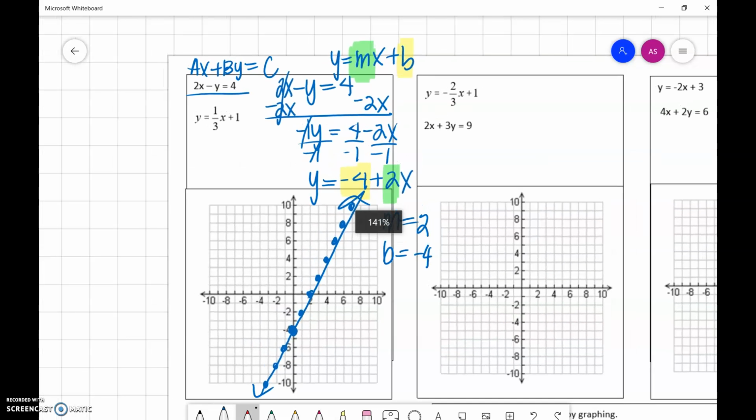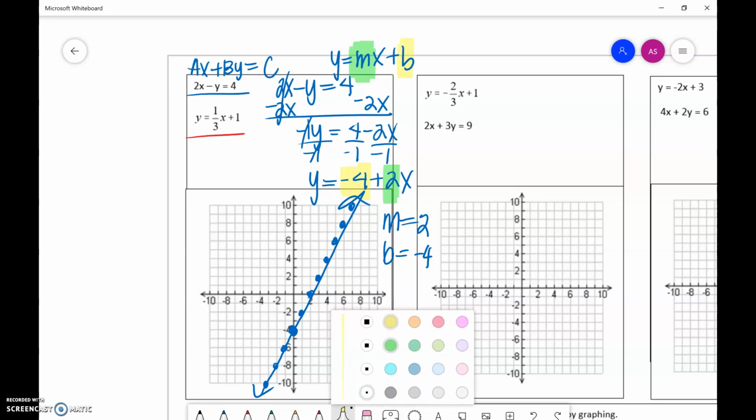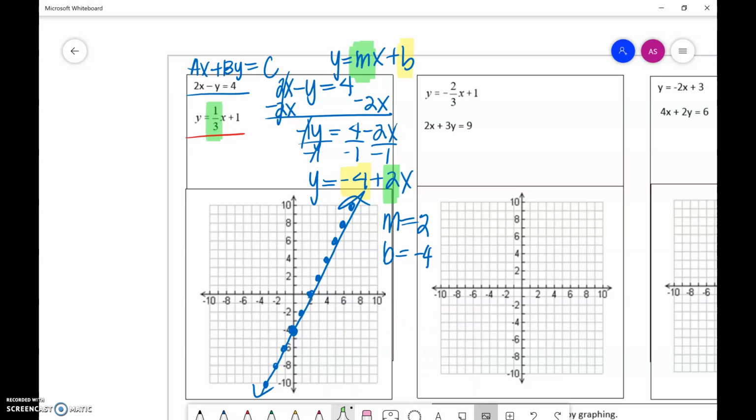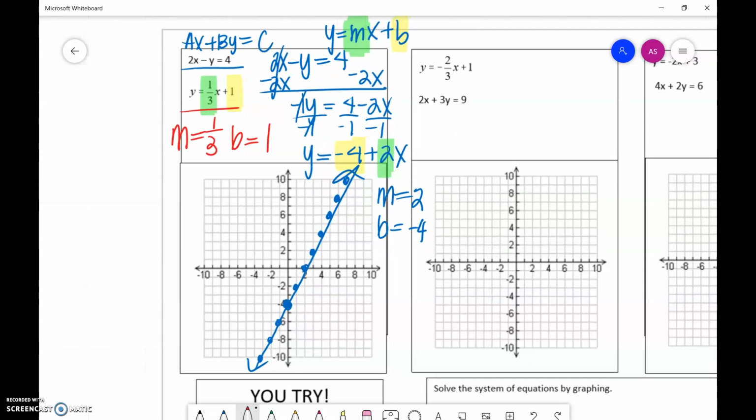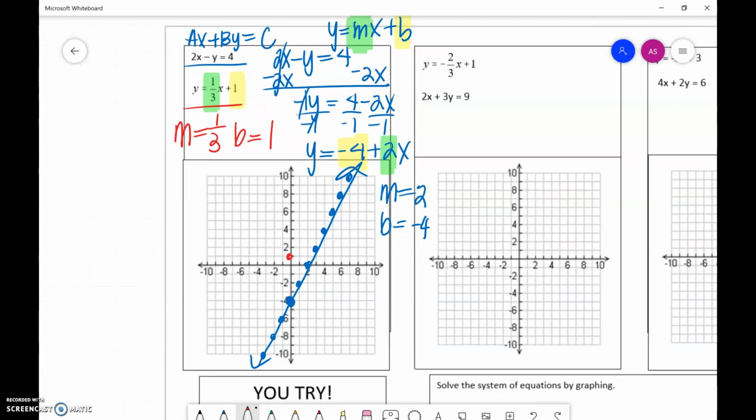My second step is I'm going to graph my second line. I have this one in slope-intercept form, so it's a little bit easier. Here is my slope right here and my y-intercept. So I'm just going to write that out. I have m equals 1/3, b equals 1. So I'm going to start at +1, and I'm going to go up 1 over 3.